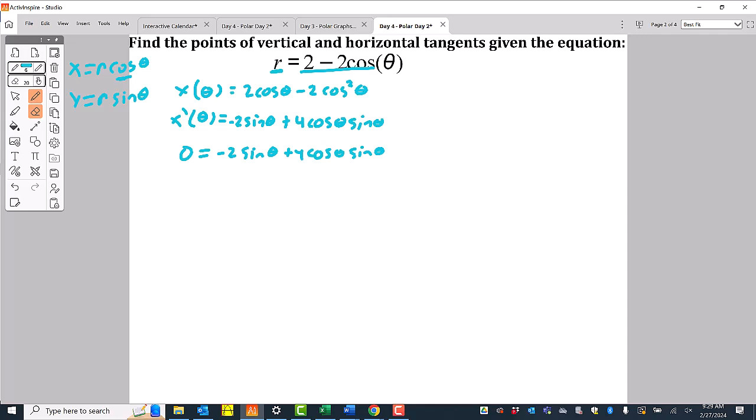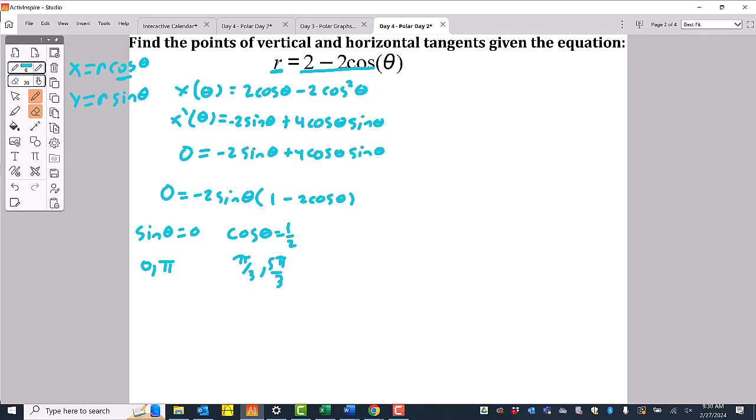And then we'll factor out a sine. I'm going to factor out a negative 2 sine. Then we have 1 minus 2 cosine theta. Set it equal to 0. We get sine is equal to 0, cosine is equal to 1/2. Sine is equal to 0 at 0 and pi. Cosine is equal to 1/2 at pi over 3 and 5 pi over 3.